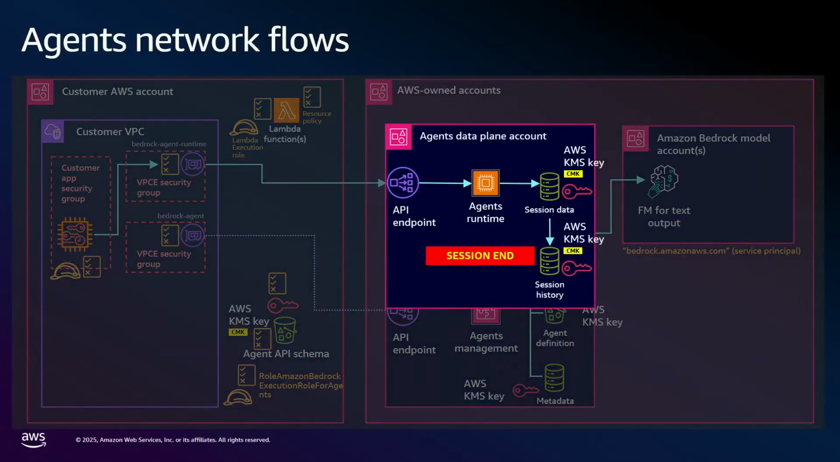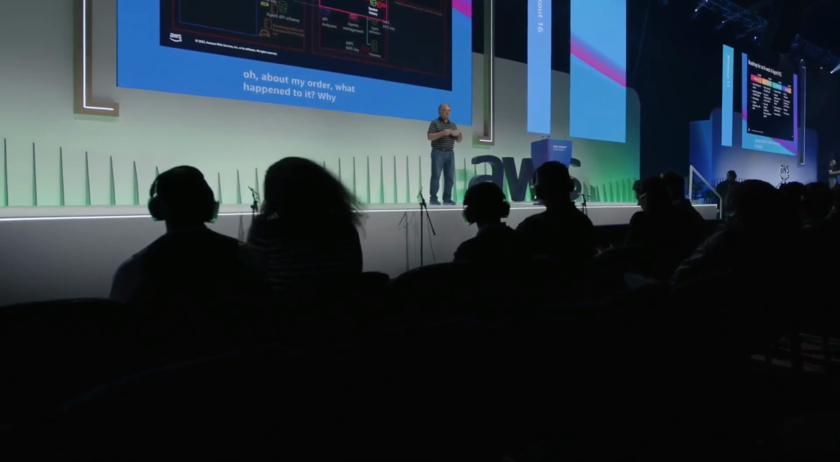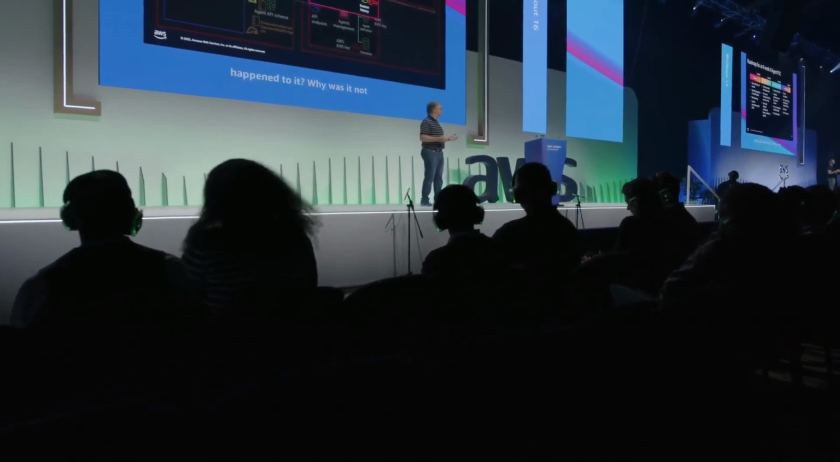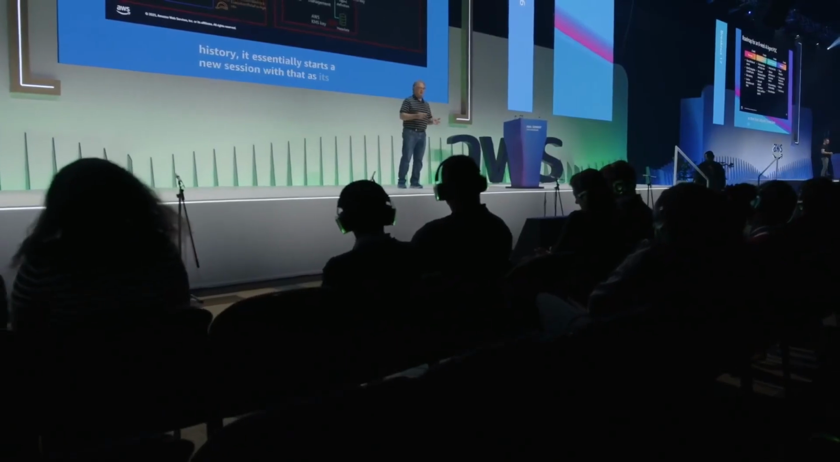A recent change is we now have a long-term session history. So when the session is finished, when it's closed, optionally, if you decide to do it, we can take a summary of what's in session data and put it in the session history and give you a history ID instead. So if I come back tomorrow or next week and say, oh, about my order, what happened to it? Why was it not delivered? It already has information in the session history. It essentially starts off a new session with that as its initial context. So it knows why I am here, or what happened last time. And it works quite well.